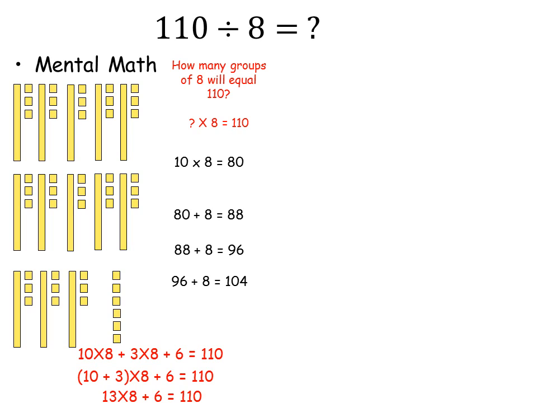Or they may say 13 groups of 8 and a part of another group of 8. 6 out of 8 more, which is a fraction of 3/4. So it could be 13 and 3/4. I want you all to pause the video and take a look at class activity 6F and exploring how mental math can be used to support students' understanding of division.